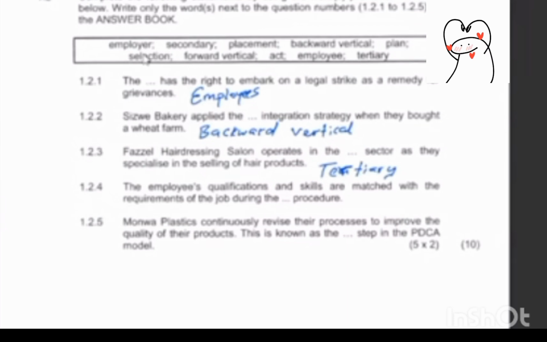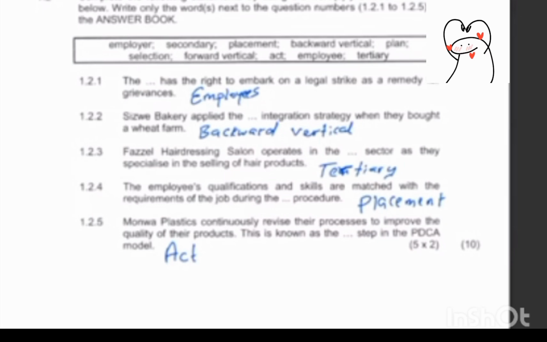So now let's check 1.2.4. The employee's qualification and skills are matched with the requirements of the job during the process of placement. So now the answer in this regard is going to be placement. So now more plastics continuously revise their processes to improve the quality of their products. So this is known as the act under the PDCA model. And remember, this model is used in line with quality of performance.